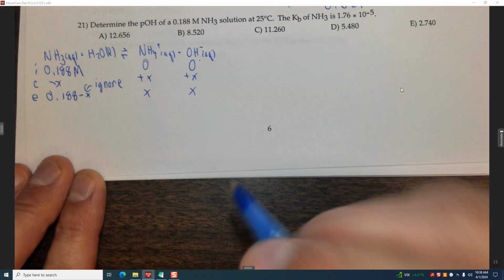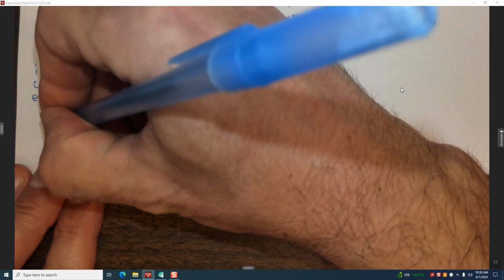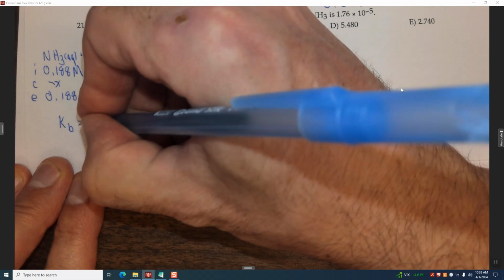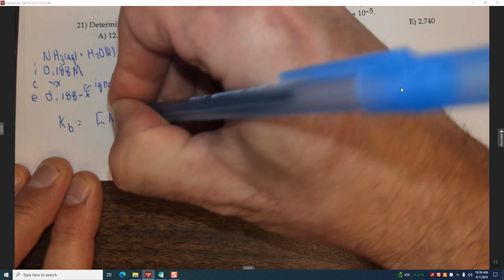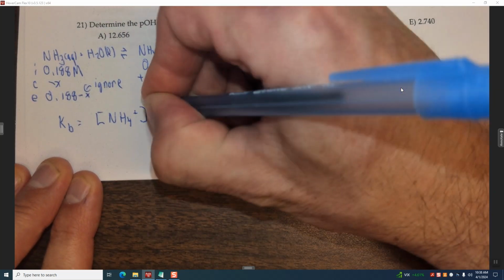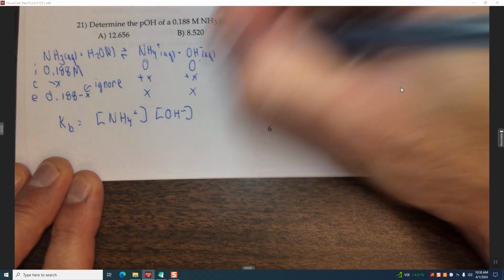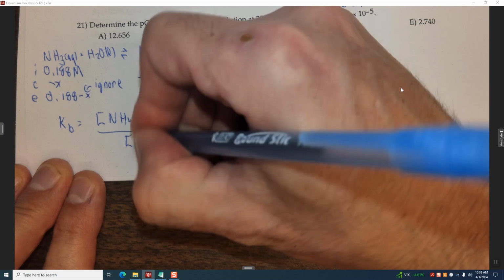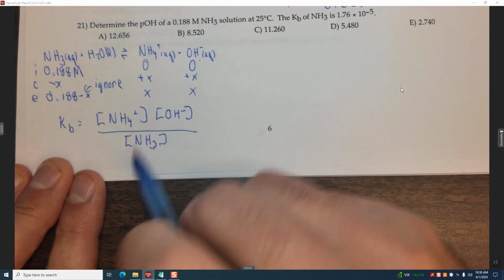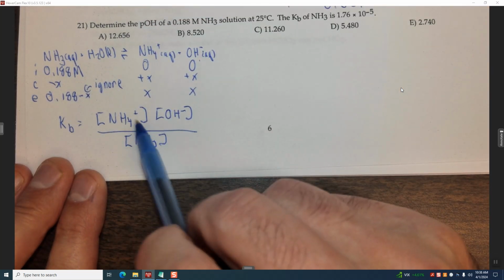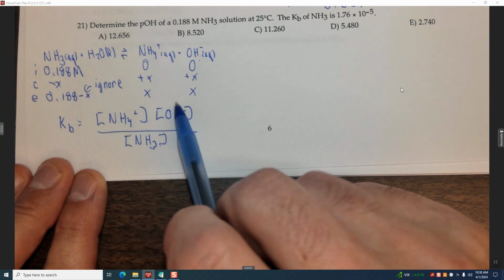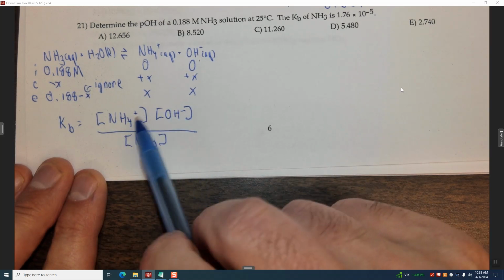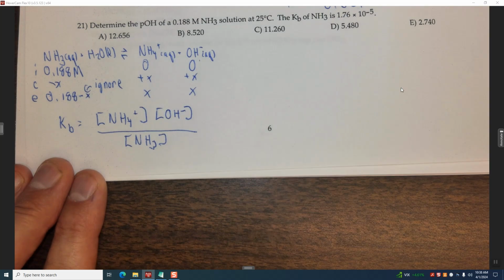So now we can write a Kb expression. Our Kb is equal to the products, NH4 plus, which we don't really care about, and OH minus, which is the one we care about because it affects the pH, divided by the concentration of NH3. When I say we don't care about it, it doesn't mean we cannot put it here. It just means that we don't need to find it to find the pH. Of course, you have to find one to find the other, so don't leave it out of the expression. Don't put water in the expression, though, because that's a liquid.